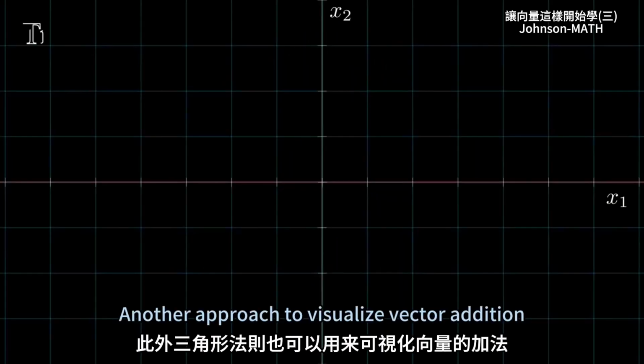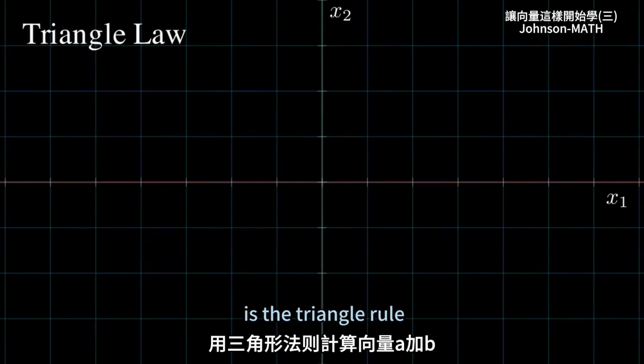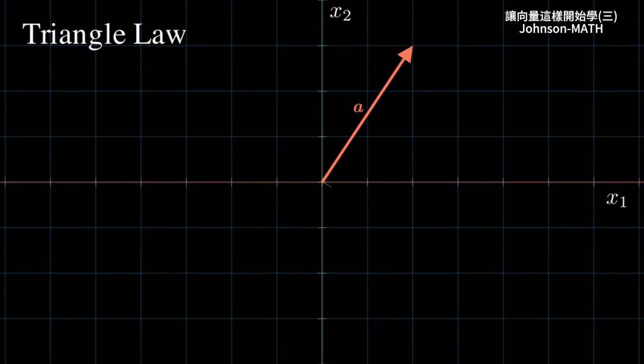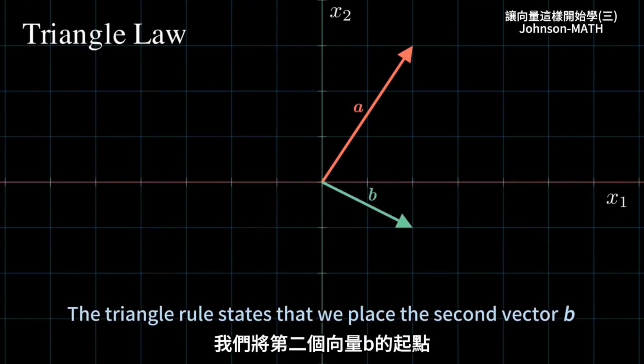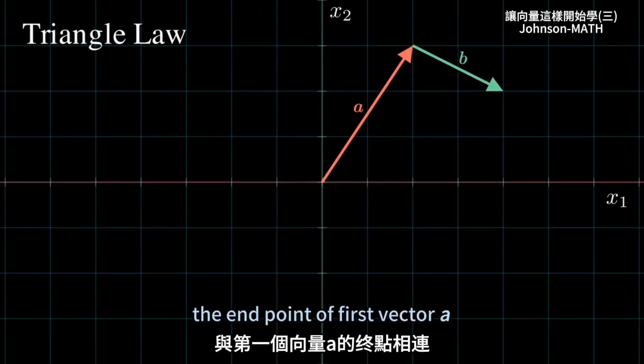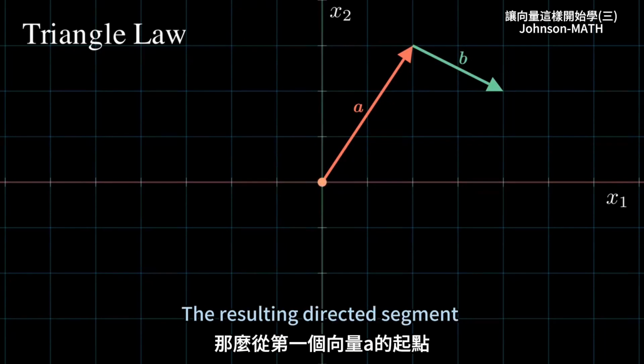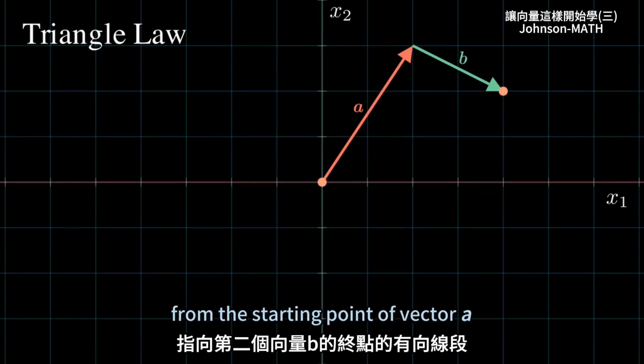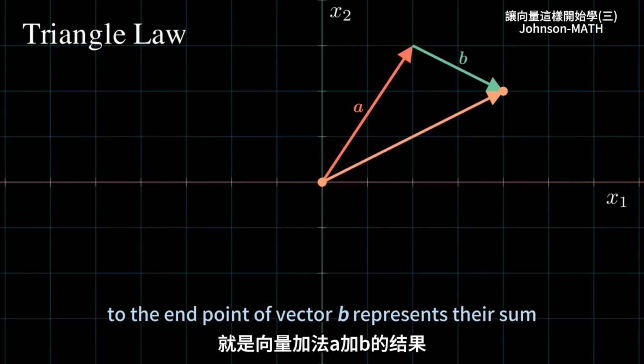Another approach to visualize vector addition is the triangle rule. For vectors a plus b, the triangle rule states that we place the second vector b so that its starting point aligns with the endpoint of the first vector a. The resulting directed segment from the starting point of vector a to the endpoint of vector b represents their sum.